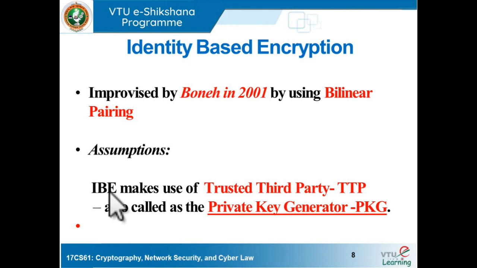Now, this identity-based encryption uses a trusted third party, which is called TTP. Now, this TTP, or the trusted third party, is also called the private key generator or PKG. Okay, trusted third party and private key generator, both these terminologies mean the same. Now, this trusted third party is responsible for providing the user with the private key.